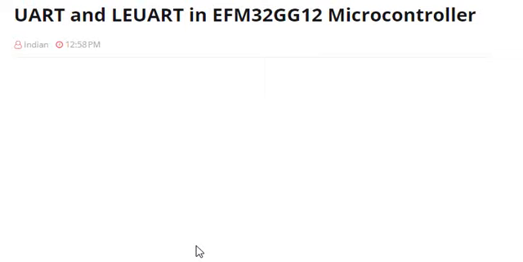Hello all, let us continue our discussion on EFM32GG microcontroller. So, in microcontrollers, we have various types of interfaces, right? Whether it be serial or parallel. So, among the serial interfaces, UART is very common, correct? UART stands for Universal Asynchronous Receiver Transmitter.